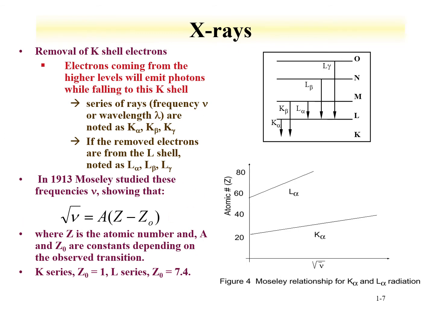And what this means is that the X-rays can be used to identify the elements that are emitting those X-rays. So X-ray fluorescence is a powerful tool to identify elements in materials. And again, as we discussed earlier, Moseley in 1913 showed this relationship.